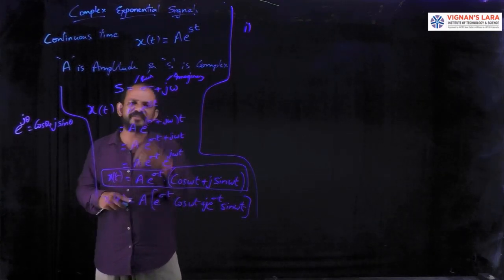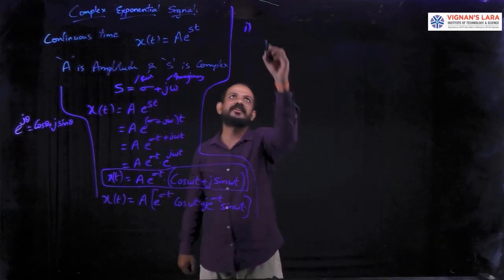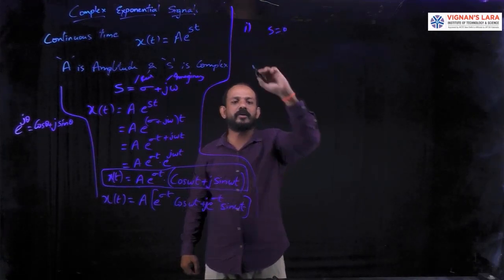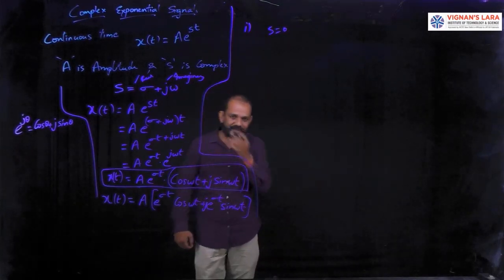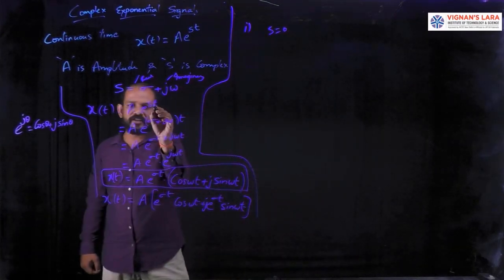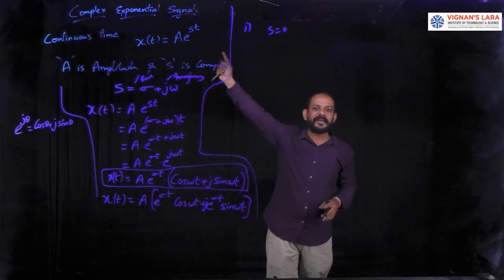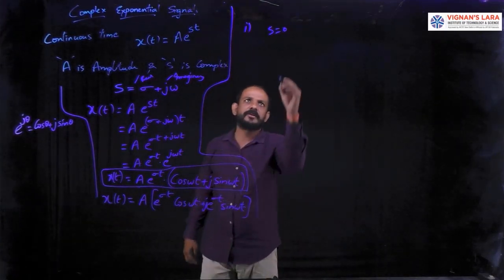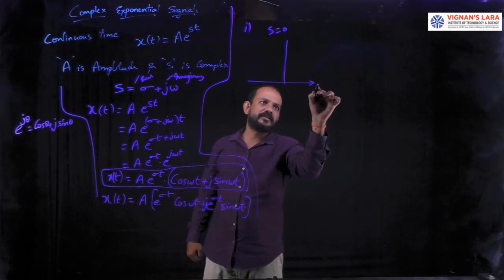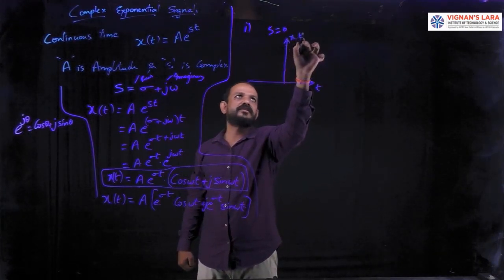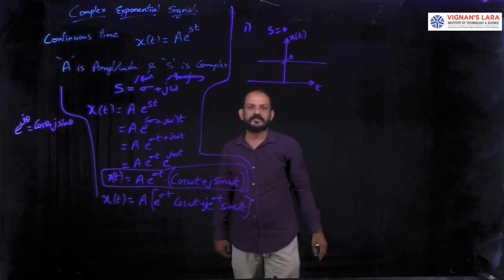First, as the imaginary part is 0 and sigma is also 0, the s value is 0. The first condition is s equal to 0, because both are 0. Then 0 into t is 0, e power 0 is 1, and 1 into A gives A. So the shape is the same as for alpha equal to 0. You all know the shape of the signal: with t on the axis and x of t, for s equal to 0 it is a constant line with amplitude A. That's the first one.